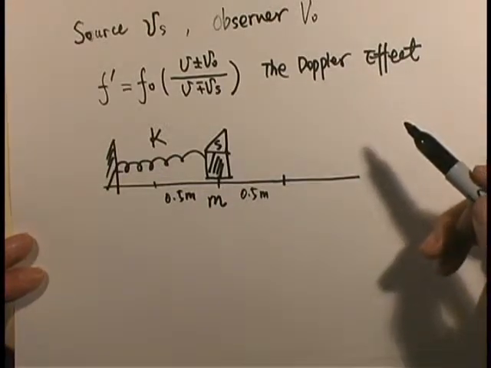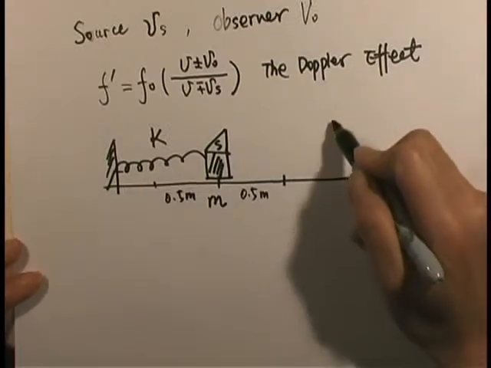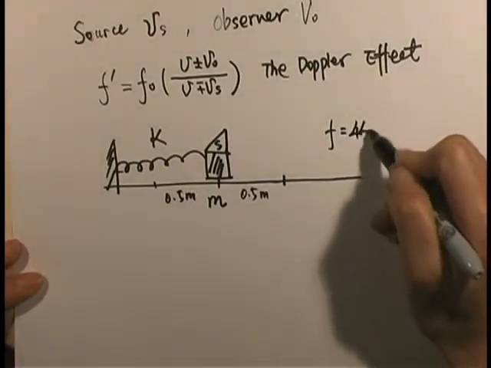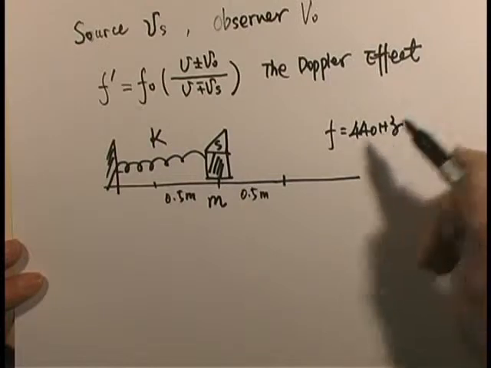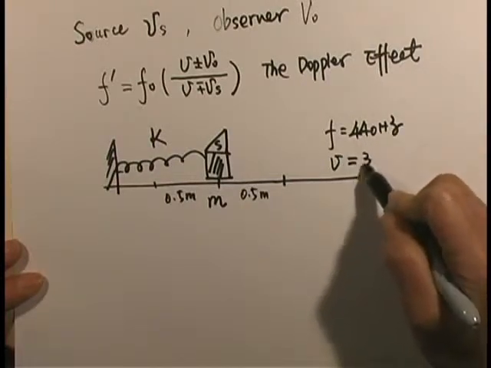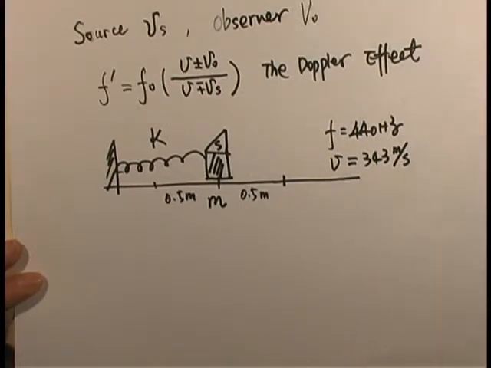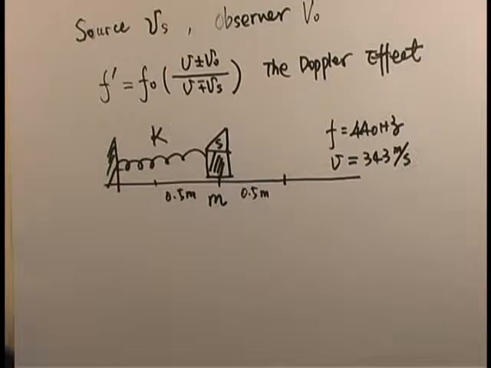We also know that the frequency of the speaker is 440 hertz. And at room temperature, the speed of sound equals 343 meters per second, and so on and so forth. Now the question A: if the speaker emits sound waves of frequency 440 hertz, determine the highest and lowest frequency heard by the person to the right of the speaker.